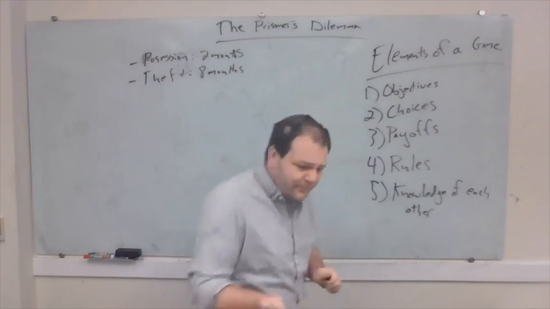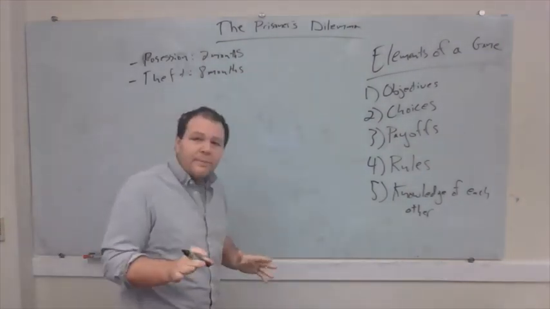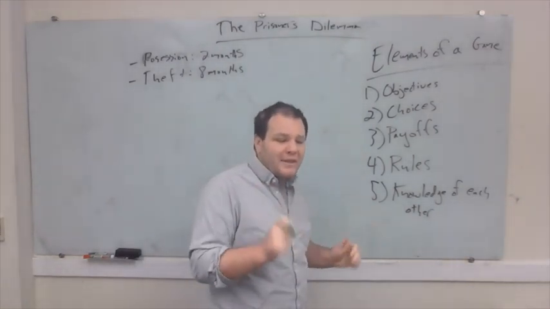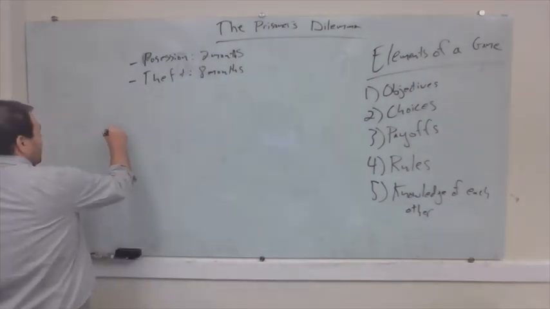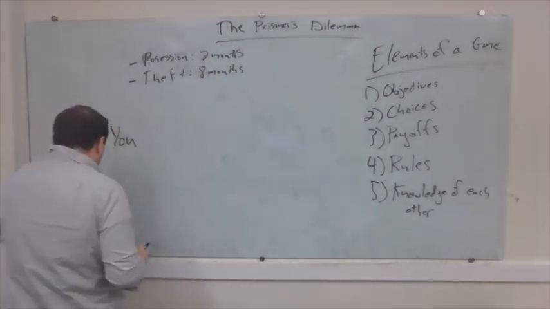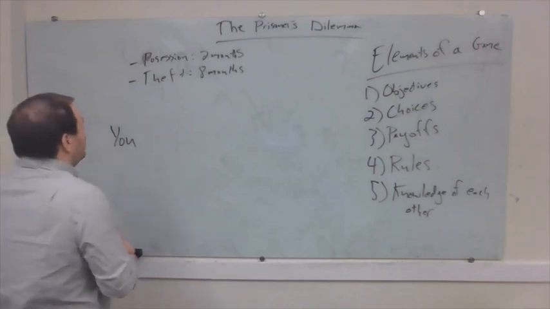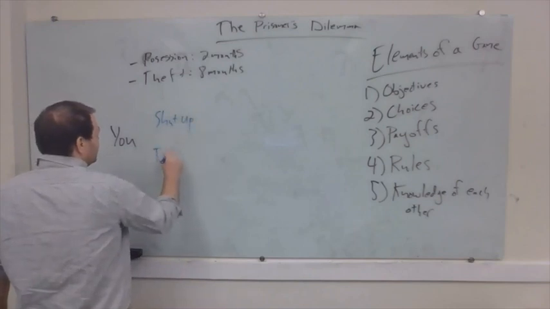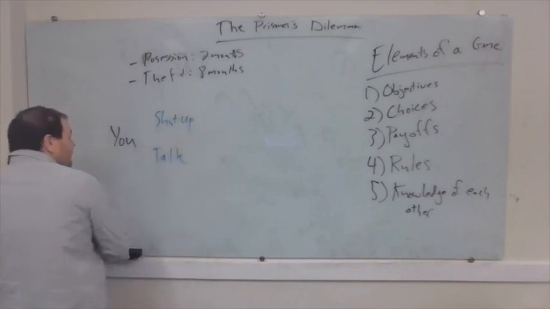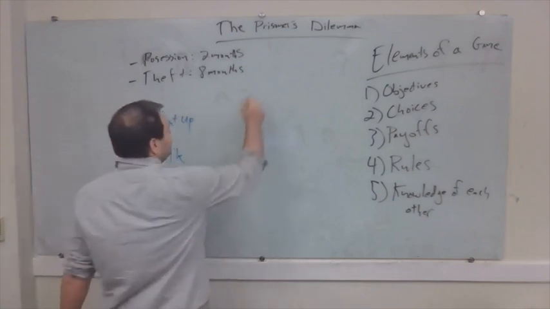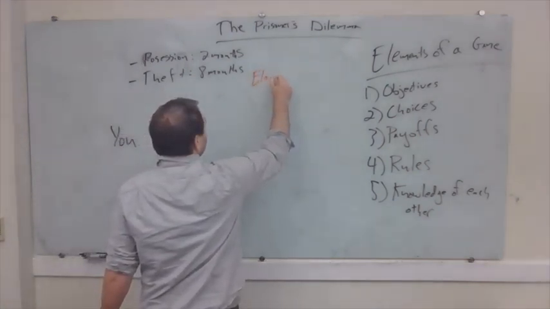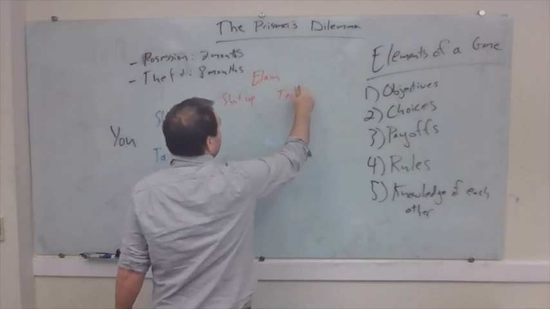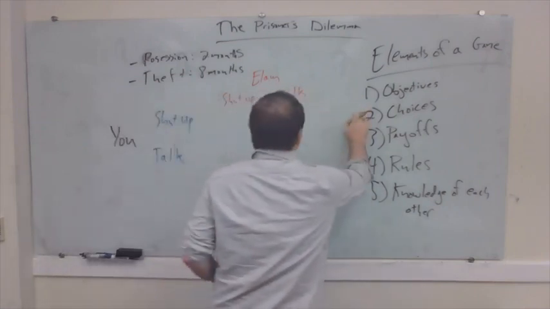So in this situation, I'm going to write out the potential choices and payoffs in the form of what I'll call a 2x2 game matrix. What that means is, for you, there are going to be 2 choices, right? You can either shut up, or you can talk. And for President Elam, there are going to be 2 choices. He can also shut up or talk. Right? So these are essentially our set of choices.